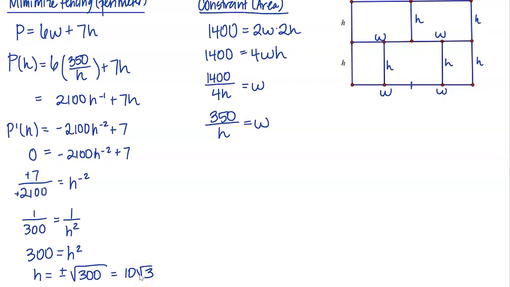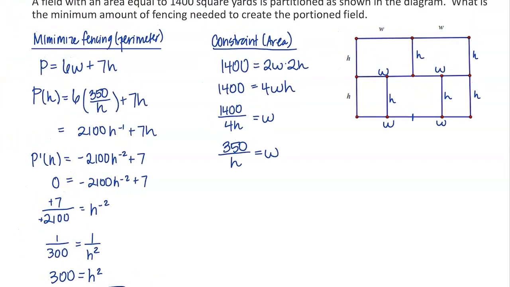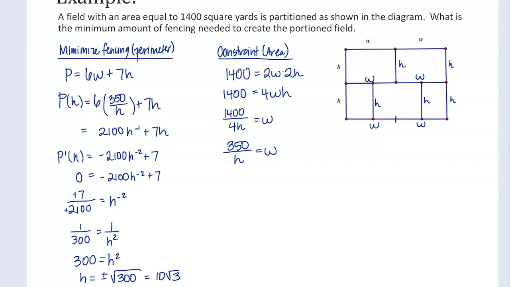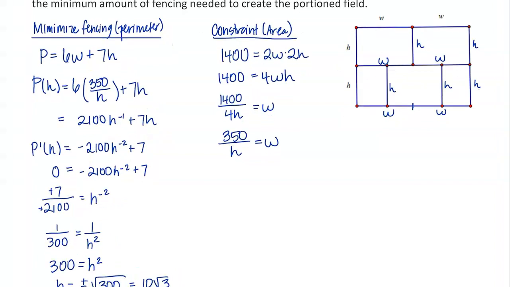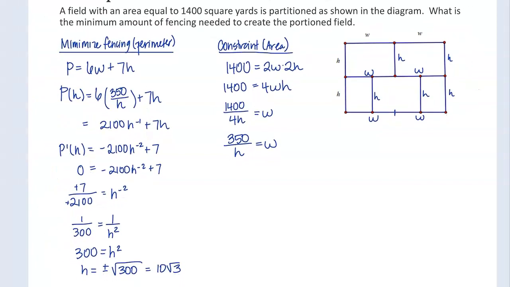So this is my critical value, right? And so we wanted to know, what is the minimum amount of fencing needed to create the field, right? So minimize that perimeter. So it's going to happen where H is equal to 10 radical 3. We should take the second derivative to prove that this is a minimum. I mean, it is the only critical value.